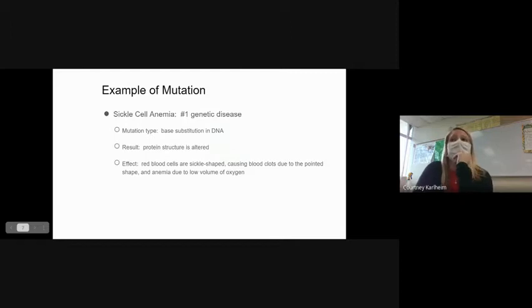So one example of a mutation that I feel is easier to understand and identify with, or you've probably heard of, is sickle cell anemia, which at the time when this was made, I'm not sure if it's true right now, but this PowerPoint was made 2 or 3 years ago, it was the number one genetic disease. The mutation type that sickle cell anemia is caused from is a base substitution. So instead of an A, it would insert a T. The result is that the protein structure and shape is altered. And the effect is that the red blood cells are sickle shaped, causing blood clots due to the pointed shape, and anemia due to low volume of oxygen that the red blood cells could carry.